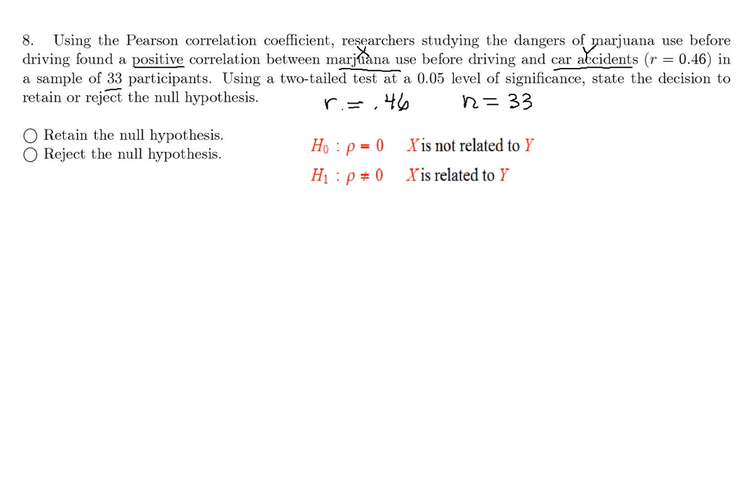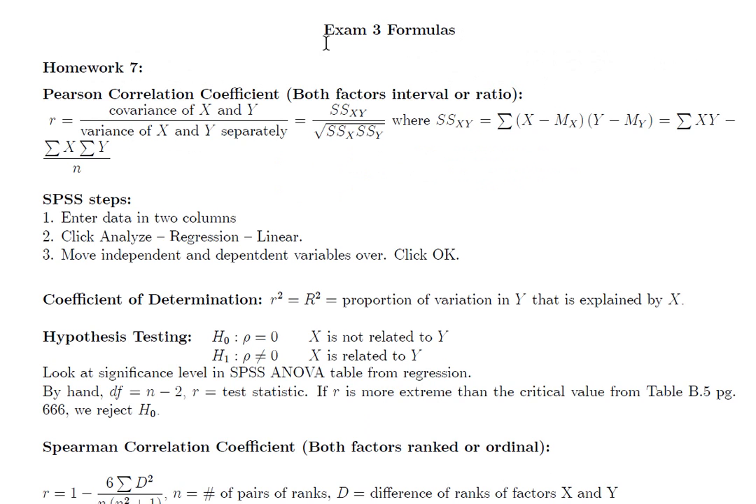If you're not given data, then we go back to our formula sheet, exam 3 formulas, and look at hypothesis testing because they asked us to do a hypothesis test. Here's our null and alternative hypothesis. If you are doing it by hand, your degrees of freedom are going to be n minus 2, and your R value is going to be your test statistic. Then you check to see if R is more extreme than the critical value from table B.5 on page 666. If that's the case, then we'll reject the null hypothesis.